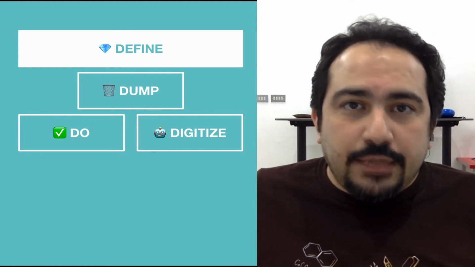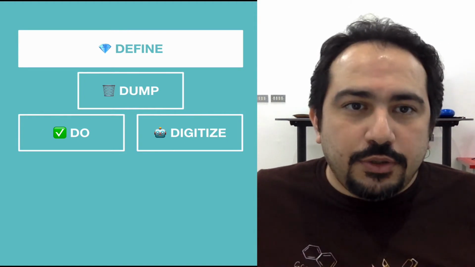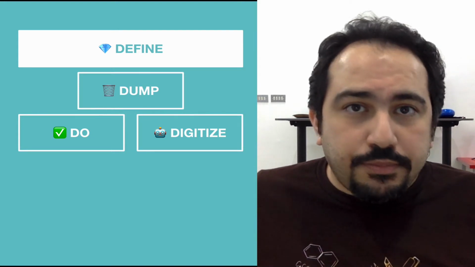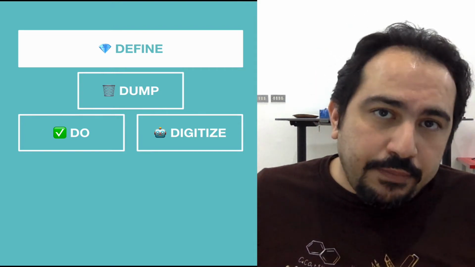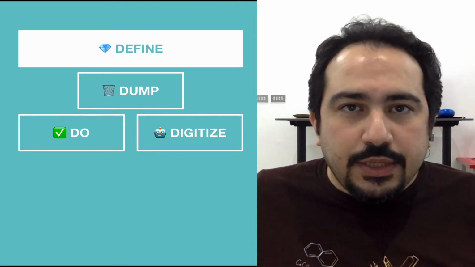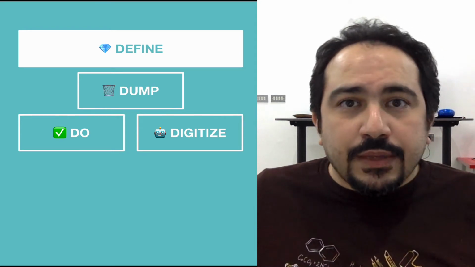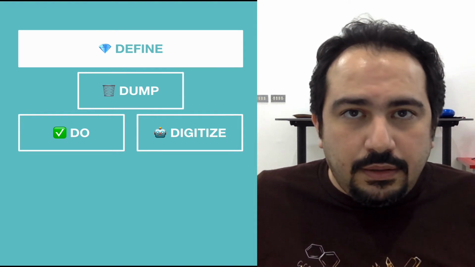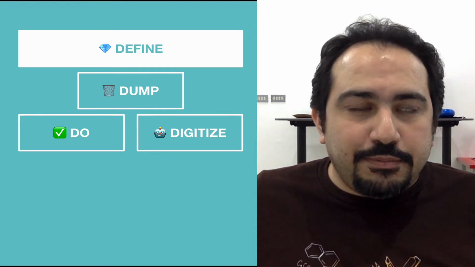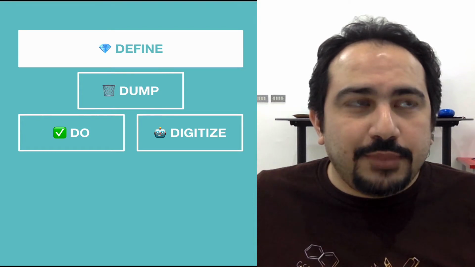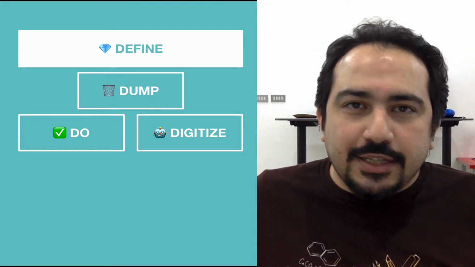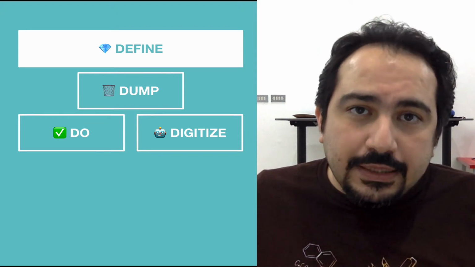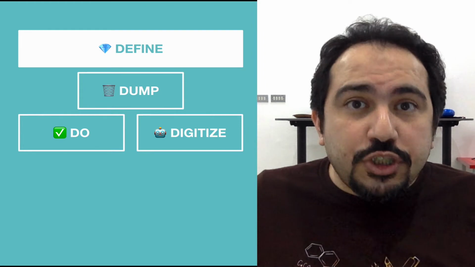The third of the how dimensions, so we looked at dump, do: digitize is actually automating processes instead of having to do them manually. There are so many ways you can do this. So instead of, for example, sending emails to individuals, you can use mail management software, such as ConvertKit or MailChimp, for you to actually be able to handle that task in a much easier way.